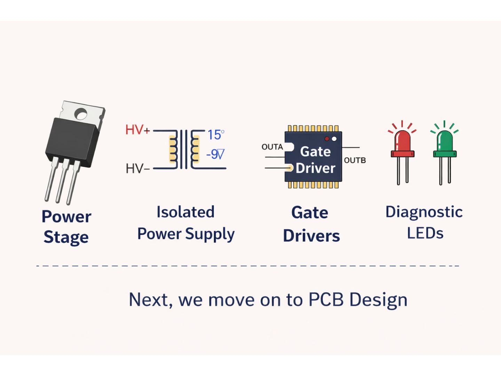At this point, the schematic design is complete, and all the functional building blocks required for a high-power H-bridge inverter are in place. In the next part of this video series, we will move on to the PCB design. We will discuss component placement, current loops, gate drive routing, creepage and clearance, grounding strategies, and thermal considerations that are critical for reliable operation at 400 volts and multi-kilowatt power levels.